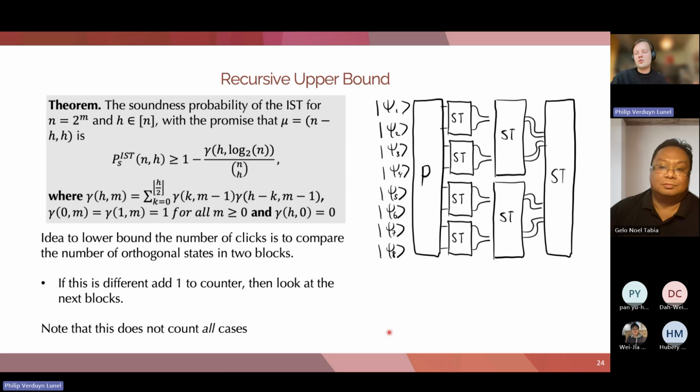But ideally, you want to count all these cases. But counting all these cases, you're computing the exact soundness probability. So in a way, you're also computing these Kostka numbers and all that stuff, which we know is a hard thing. So maybe finding a very easy way to compute all these click events would be difficult, implied by our theorem.